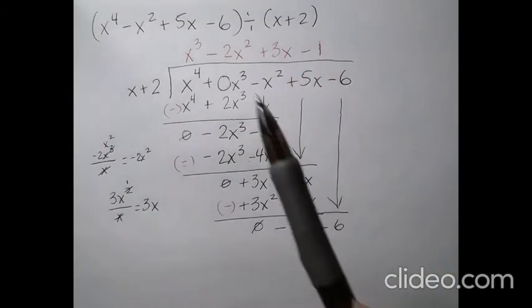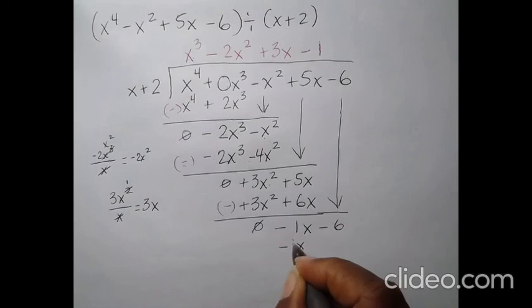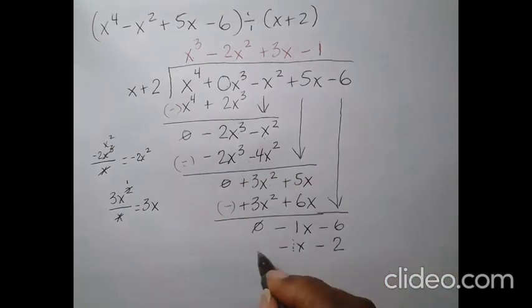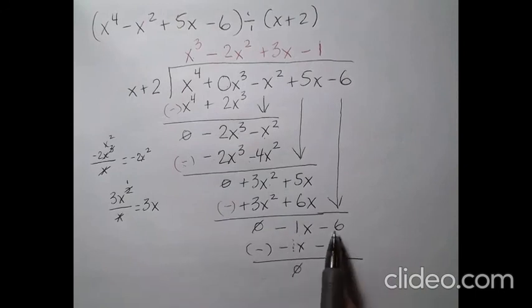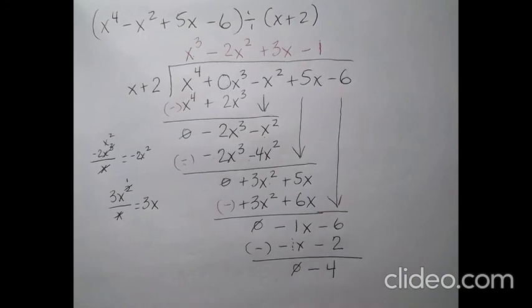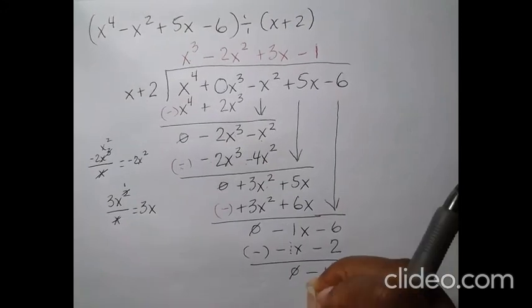Negative 1 times x is negative x, or negative 1x. Negative 1 times 2 is negative 2. Again, we're subtracting. So negative 1 plus a 1 gives us a 0. Negative 6 plus 2 is negative 4. Looks like we have a remainder. And the way we write our remainder is we take what's remaining here. I'm going to write remainder here next to it.